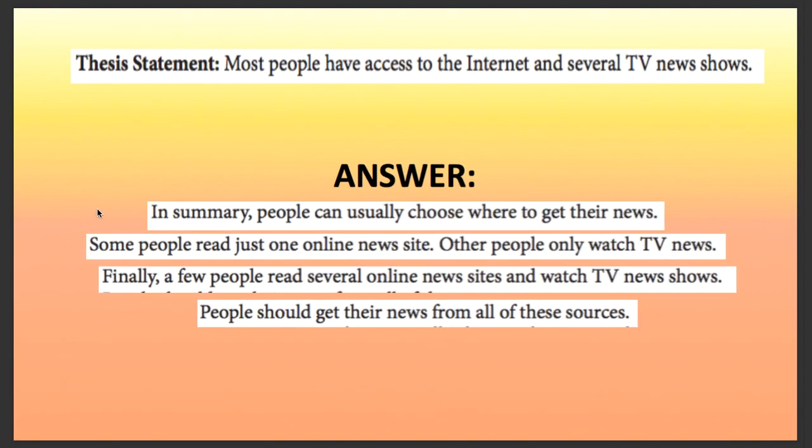That's right. Our concluding paragraph would look like this. In summary, people can usually choose where to get their news. Some people, again referring to this, read just one online news site. Other people only watch TV news. Finally, a few people read several online news sites and watch TV news shows. People should get their news from all of these sources. So again, this is our call to action, should. Okay, and that's how we end our paper to give the reader something to think about.